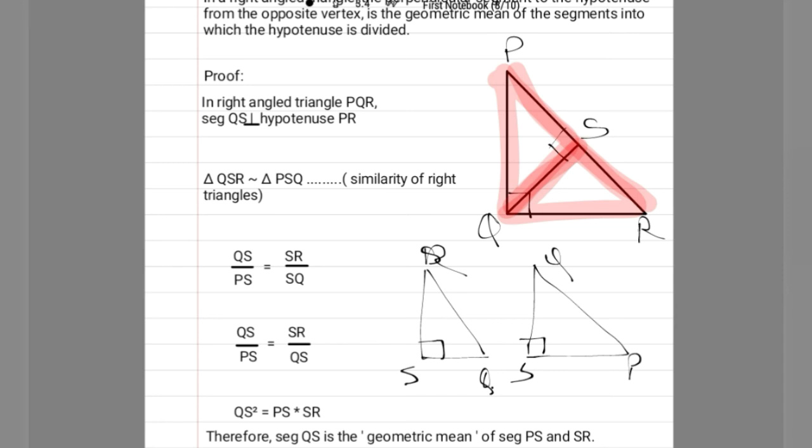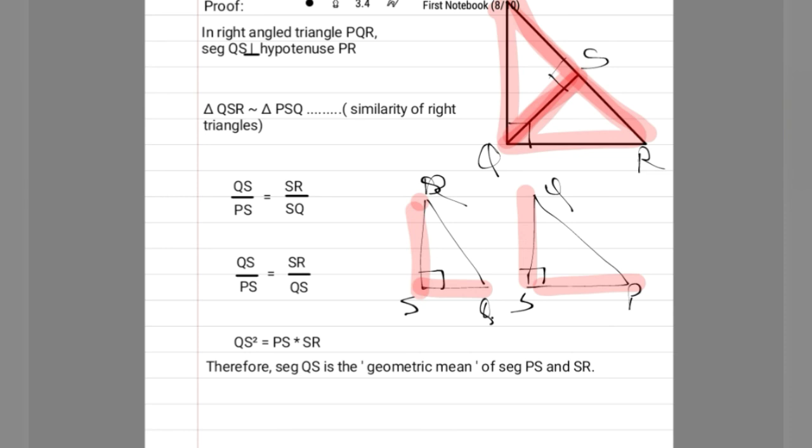the test of similarity, what we get is QS upon PS is equal to SR upon SQ. So this is what we take, that is, sides proportional to each other, ratio of the sides proportional to each other, and after that we do the cross multiplication here, and we get that QS square is equal to PS into SR. And this is what we have to prove, right? The geometric mean which they have said. So this is the thing, or this is the theorem.